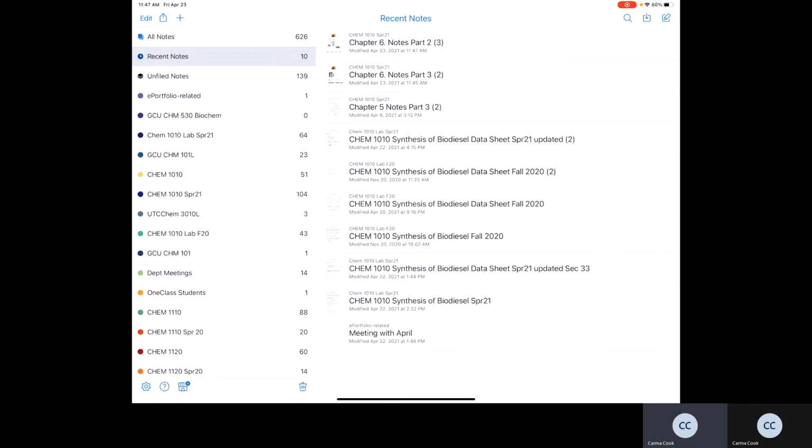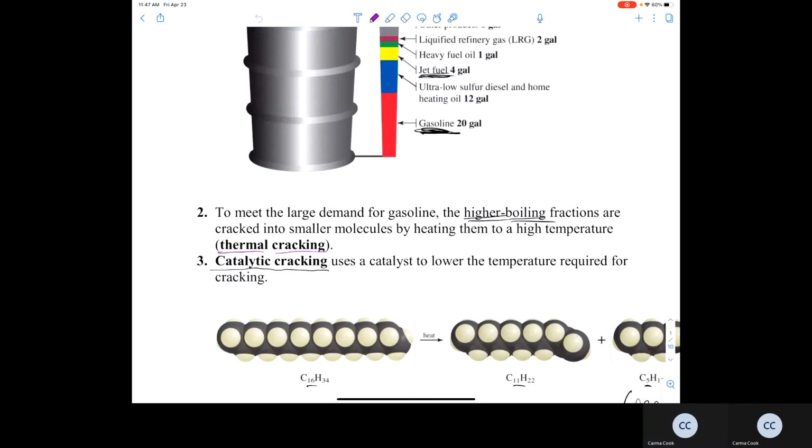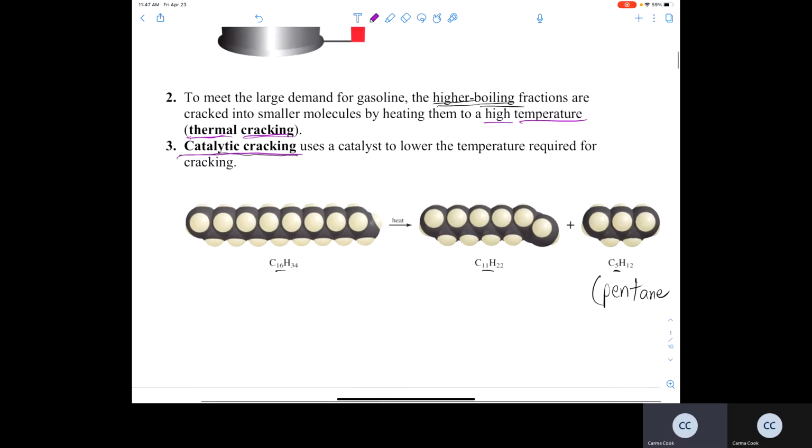So what is cracking? Cracking is just breaking up a large number of carbons containing hydrocarbon into two smaller molar mass pieces. And it's done by high temperature, which is called thermal cracking. And also there's catalytic cracking, in which a catalyst is used to get the temperature at the optimal level in order for cracking to take place.